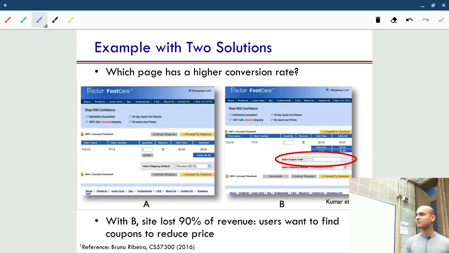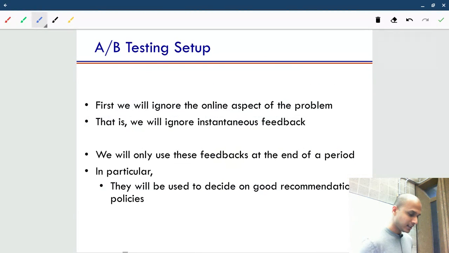With option B, they lost 90% of the revenue because people navigate away to search for coupon codes. I don't know if you've done this, but whenever you see a coupon code entry, you literally open another tab and search for coupon codes. For this one they probably did not have to A/B test, but this is just an example. They wanted to know something, tried it out on their market, their customers, and figured out the right thing to do.